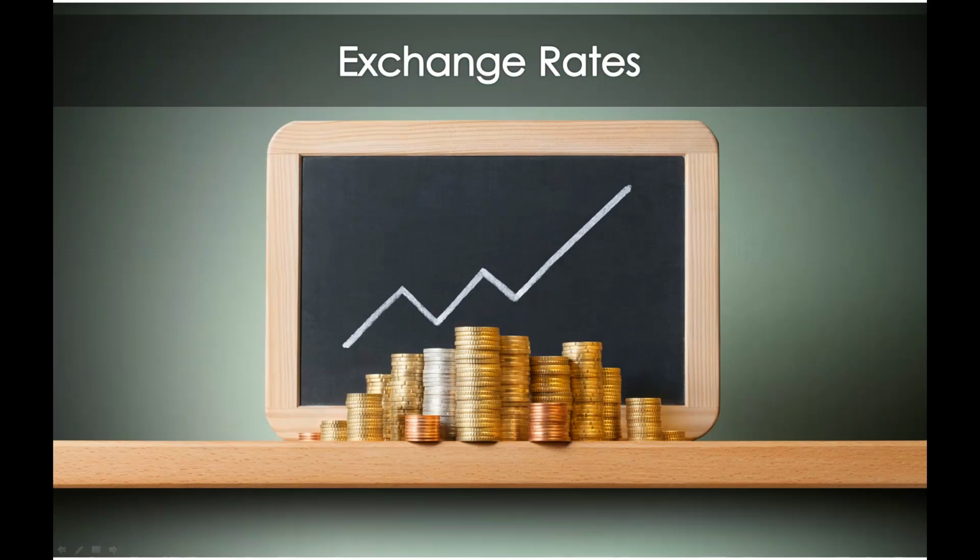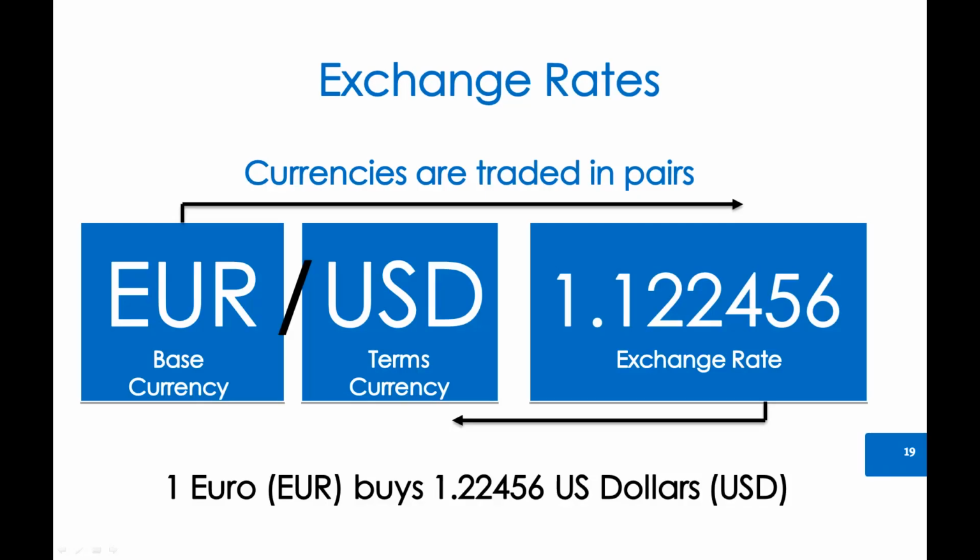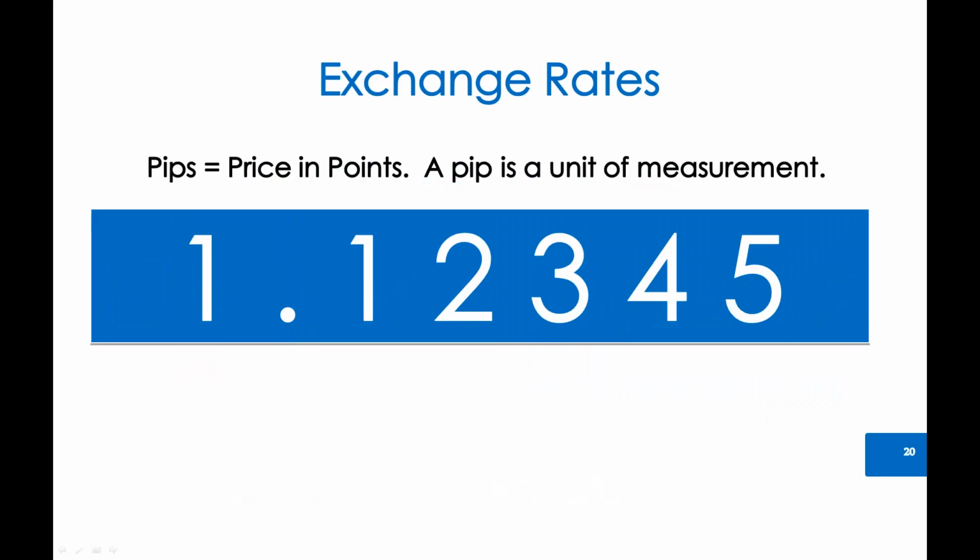Think of being a Forex trader like buying currency to go on holiday in another country. Exchange rates work like this. Whenever you're looking at a broker platform, in most cases, the one on the left, in this case the euro, is showing the base currency versus the US dollar, which is known as the terms currency. So in this case, 1 euro, which is the base currency, will buy you 1.22456 equivalent in US dollars. The one on the left, just to repeat, is always classed as the base currency, and the one on the right is called the terms currency.